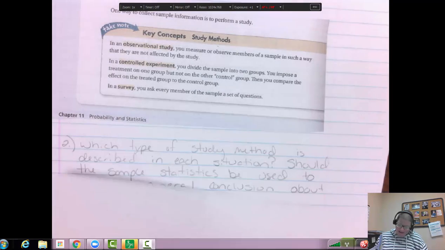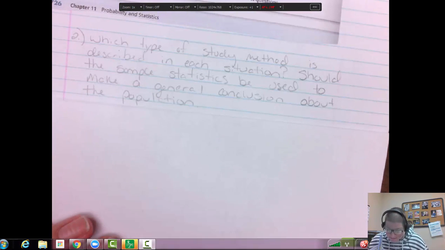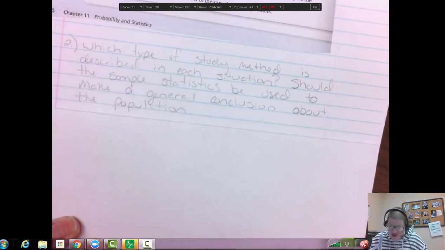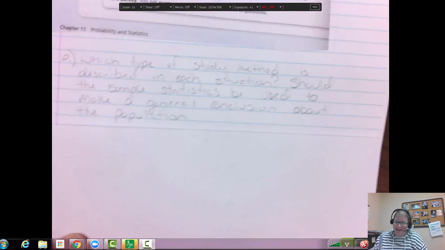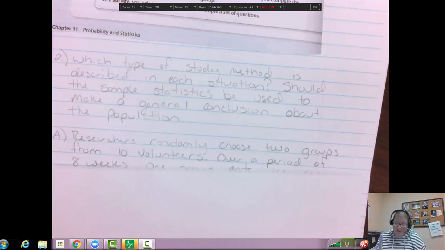So let's again look at some different things. Which type of study method is going to be described in each situation? Should the sample statistics be used to make a general conclusion about the population? All right, so again, we're talking a sample of the population. Can we take this sample and say, okay, this is probably true for everybody? All right, that's what we're asking in these questions.